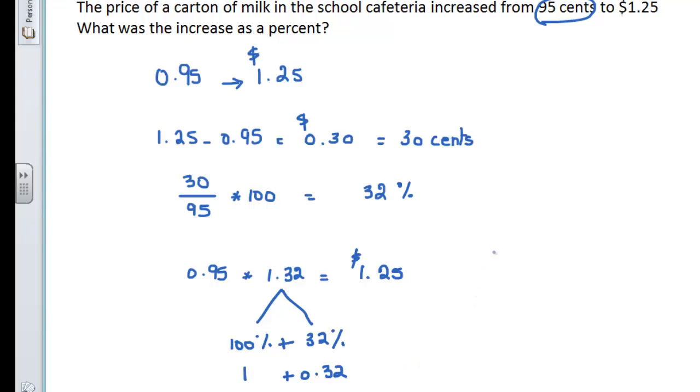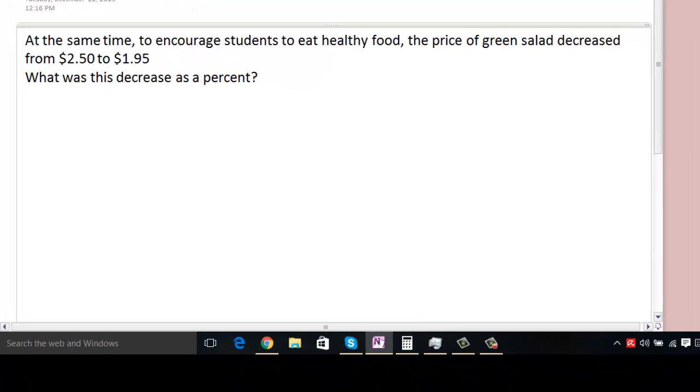So this is the way that you can do it in one step only, instead of doing 95 cents times 0.32, get the amount, add it to the 95 cents to get $1.25. We did it in one step only. Excellent. This is about the increase. What about the decrease? Do we have another example as a decrease?